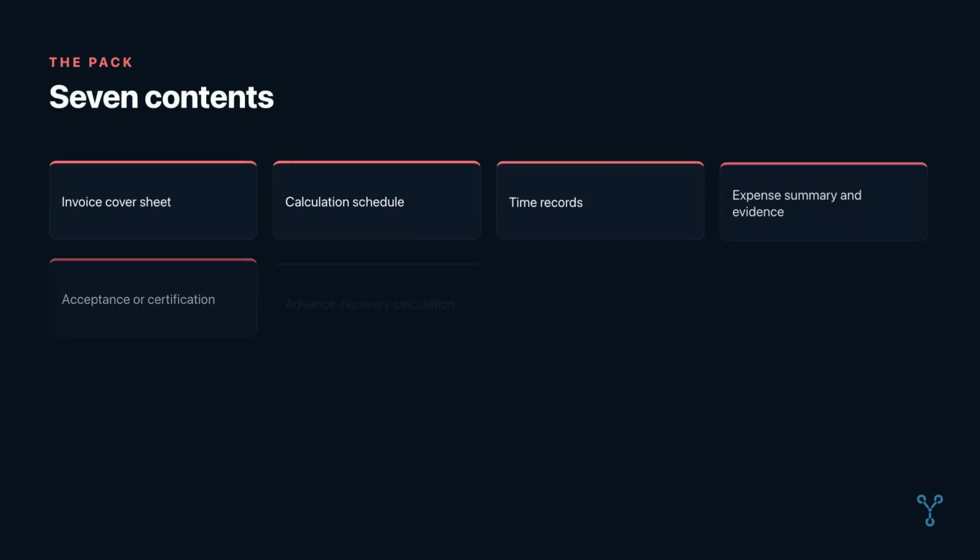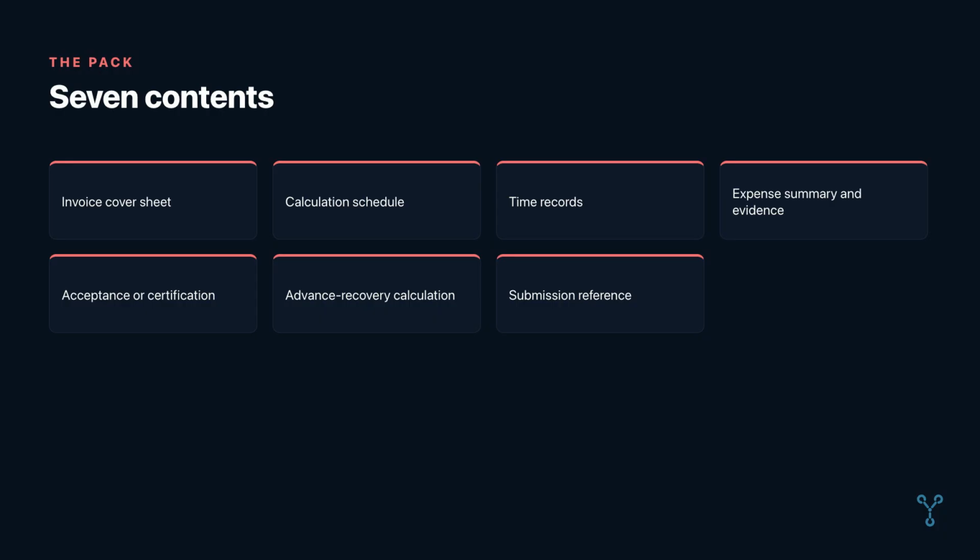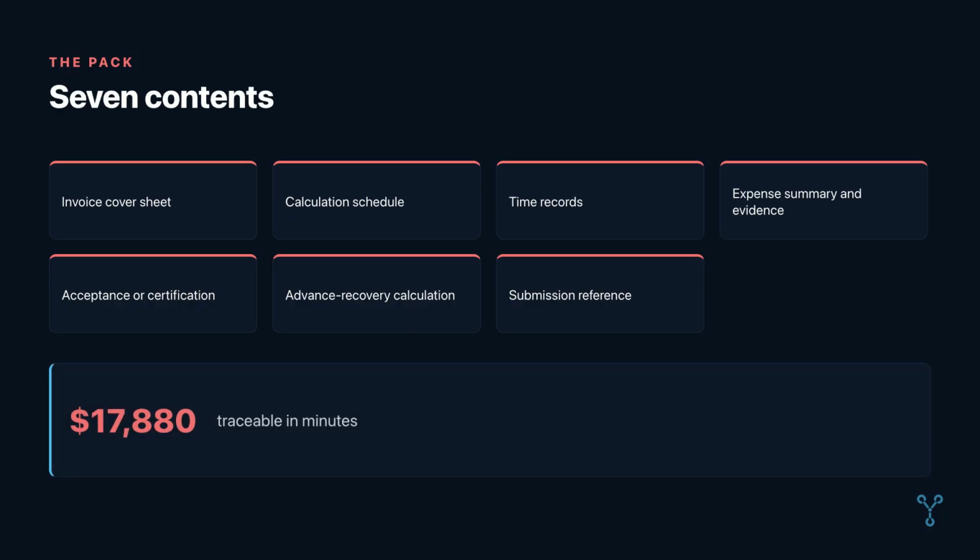The invoice pack should contain an invoice cover sheet, a calculation schedule, the required time records, expense summary and evidence, acceptance, certification, or progress documentation where required, any advance recovery calculation, and the submission reference. A reviewer should be able to trace the $17,880 gross amount to the underlying evidence in minutes.